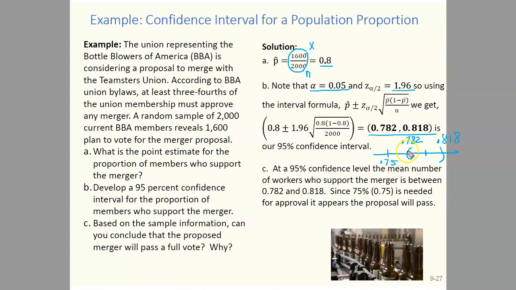So notice that since 0.75 is smaller than the left-hand endpoint of our confidence interval, it does appear that this merger will pass a full vote.